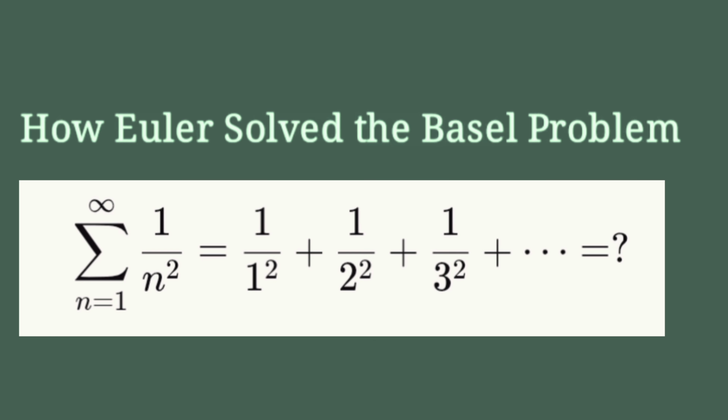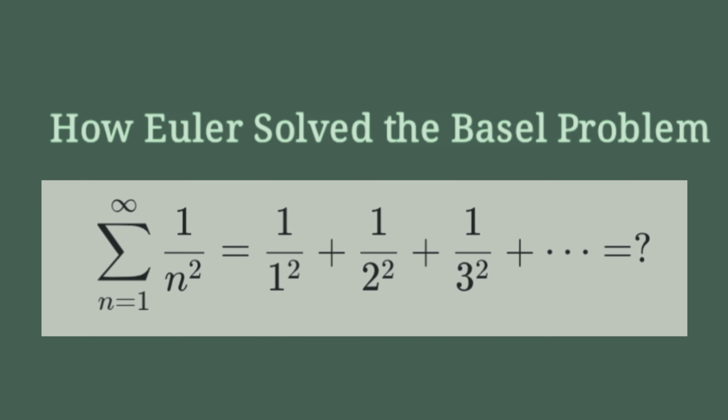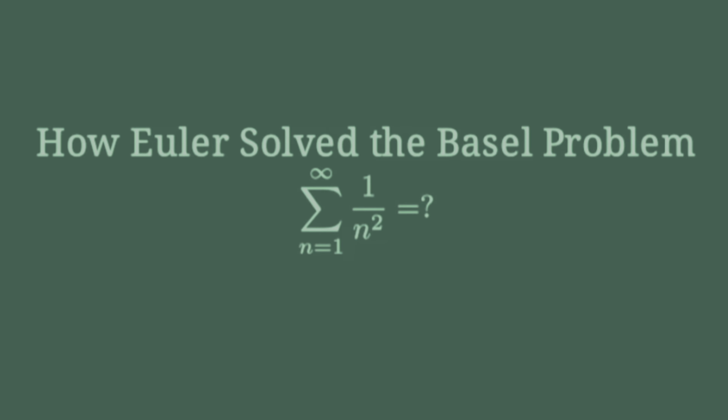We are going to answer a beautiful question from the history of mathematics. It is called the Basel Problem, and it asks for the exact value of the infinite sum, 1 over 1 squared plus 1 over 2 squared plus 1 over 3 squared, and so on forever. Let's write the problem clearly.